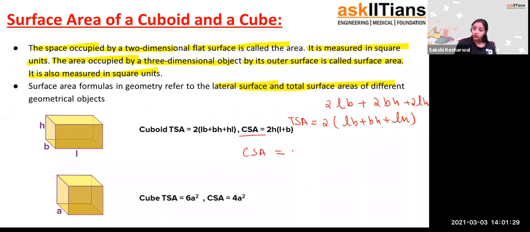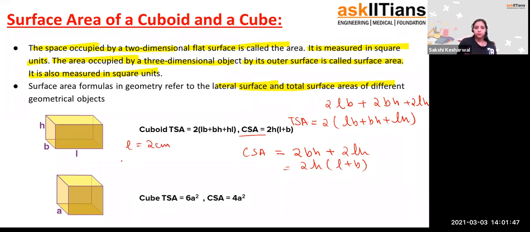CSA is equal to 2BH, right? And the front and the back is 2LH, right? So two times LH. So you can take 2H as common, then L plus B. That is the formula.